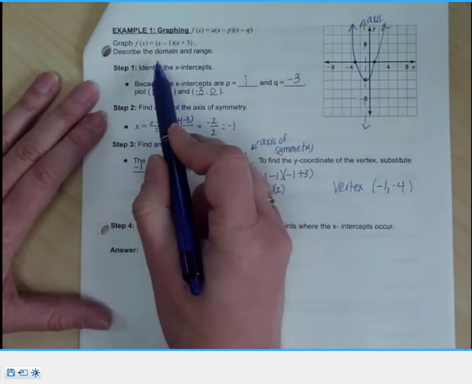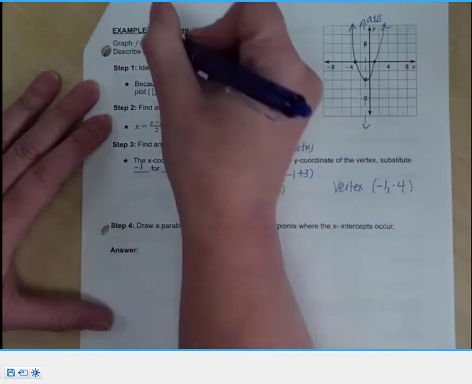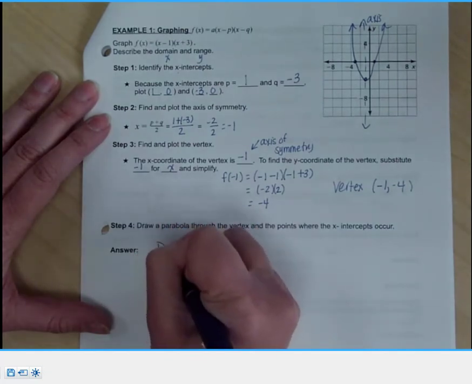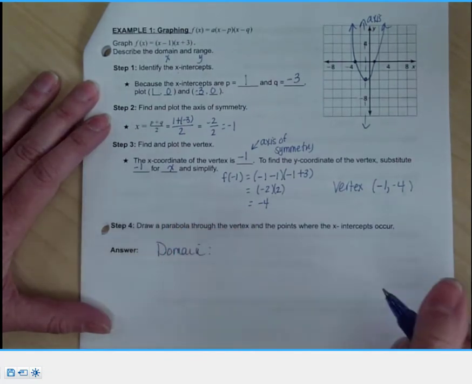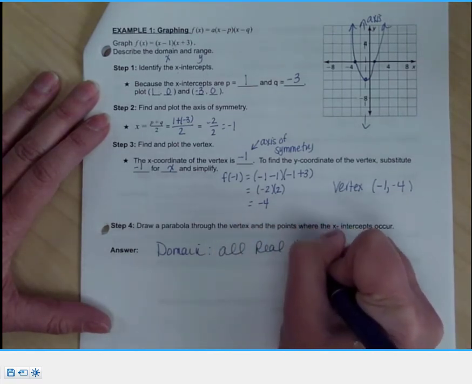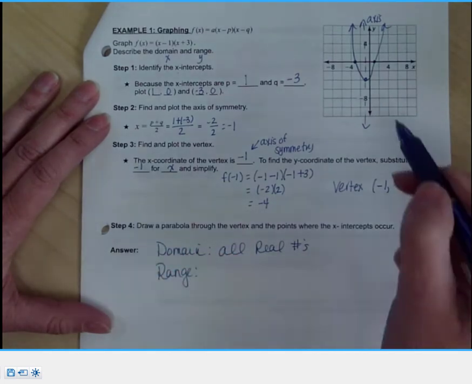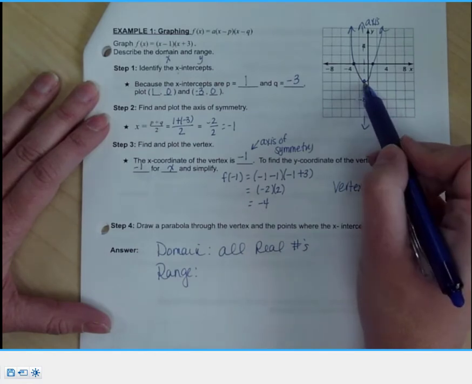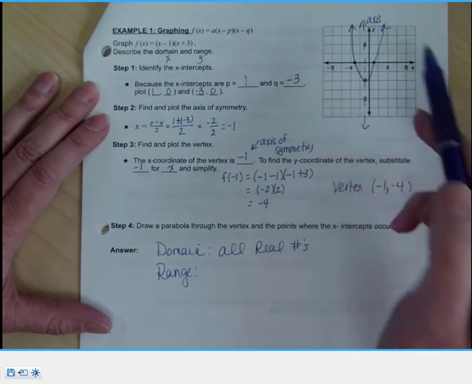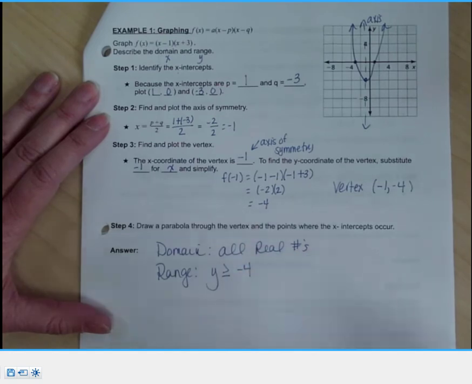However, I still need to answer the domain and range question. Remember, the domain is the x values, and the range are the y values. So my domain can be any real number I want it to be. So we're going to say all real numbers. Now my range is what are my y values going to be? If I look here, all my y's are going to be greater than negative 4. So y is greater than or equal to negative 4.